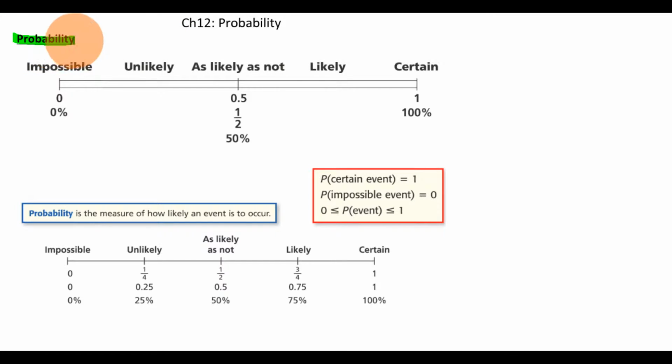Today we're looking at probability, and a good definition of probability is listed below. It's the measure of how likely an event is to occur. Another way of thinking about it is looking at the chance, or the possibility, that some event or something will happen. So the chance that some event, I'll write that down, some event will happen.